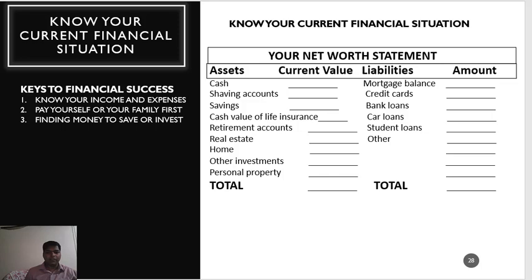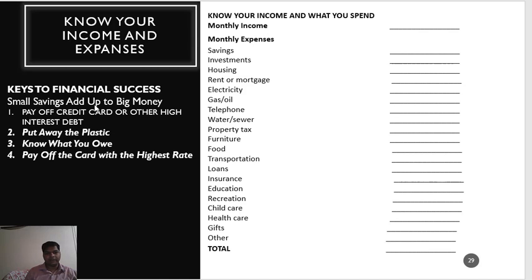So now, finding money to save or invest. You must find money to save and invest. So this is your income statement, monthly income and monthly expenses: saving, investment, housing, rent or mortgage, electricity bill, gas, oil, telephone, water, sewer, property tax, furniture, food expenses, transportation expenses, loan premium and interest expense, insurance premiums and education fees, recreation, childcare, healthcare, gifts and total. So this is the total expense and the monthly income.